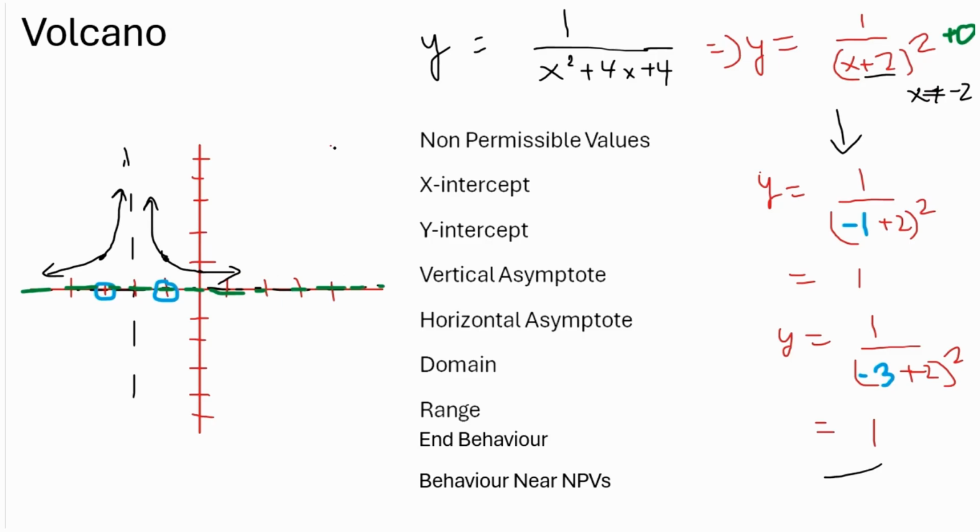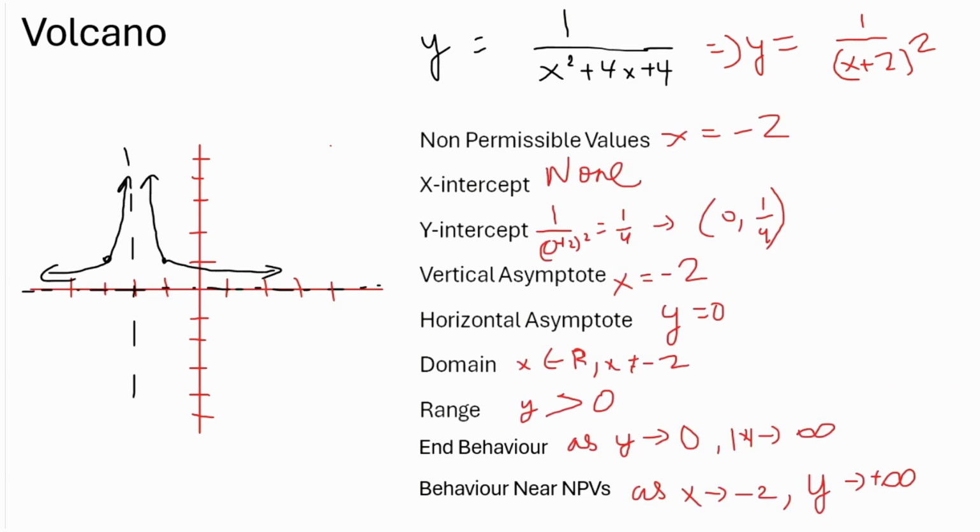And then since we need one more point, let's just plug in 0. Okay, it becomes 1 over 0 plus 2 squared, 1 over 4. And that's also our y-intercept. So that's another point that we can put down. So now again, our non-permissible value, looking at this, is x cannot be negative 2.